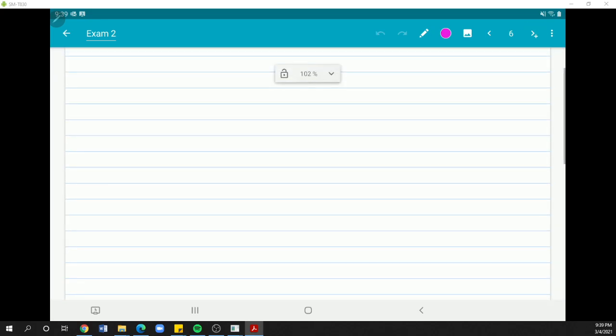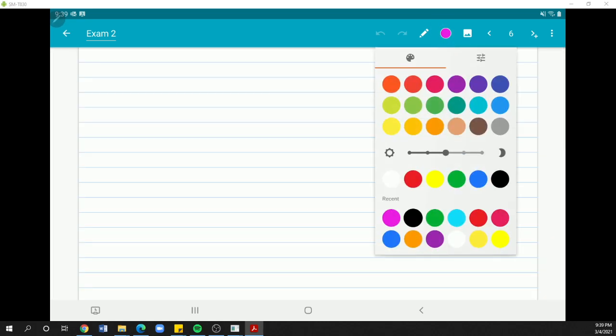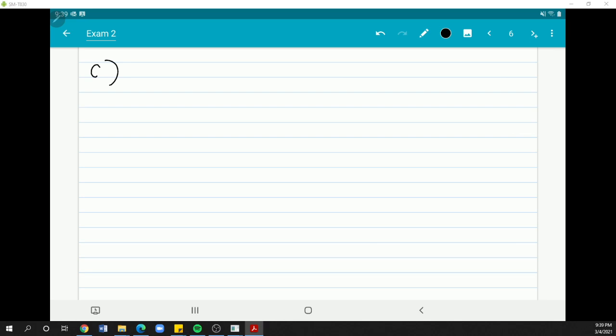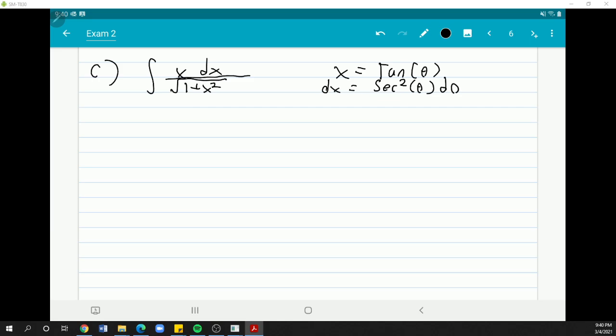So now let's do part C. So this one is the integral of x dx divided by square root 1 plus x squared. Okay, so this is the last case. We have a squared plus x squared. So I let x just be equal to tangent theta, in which case dx is secant squared of theta d theta.